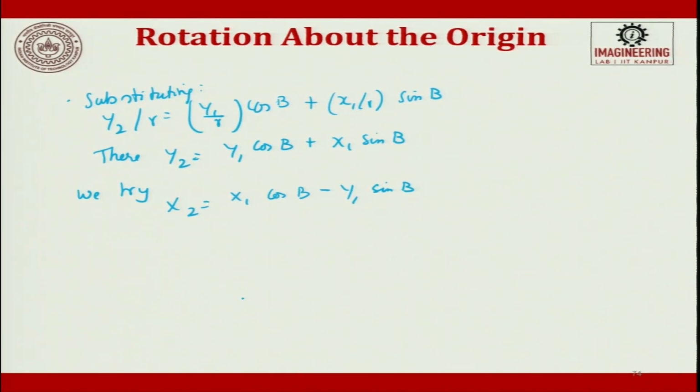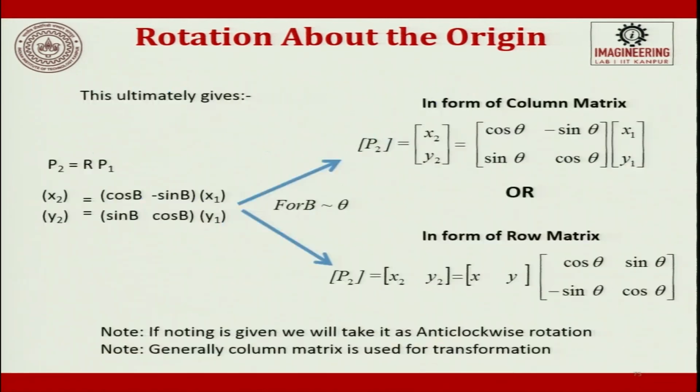Now, what we do is transform it into matrix form. So, we will ultimately get these two. Whatever transformation we get, this comes to: P2 is nothing but a transformation matrix, this is T or the rotation, transformation matrix into P1. So, x2 y2 is nothing but cos b, minus sin b, sin b, cos b, times x1 y1.